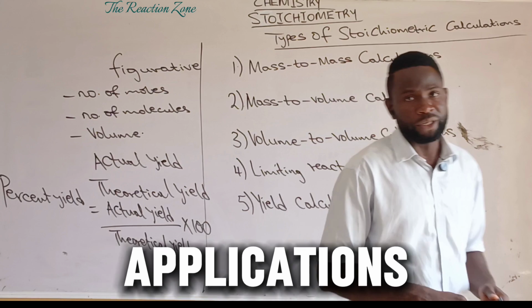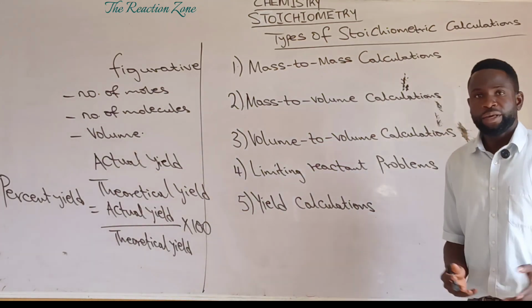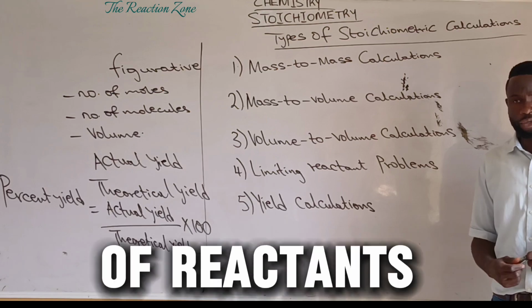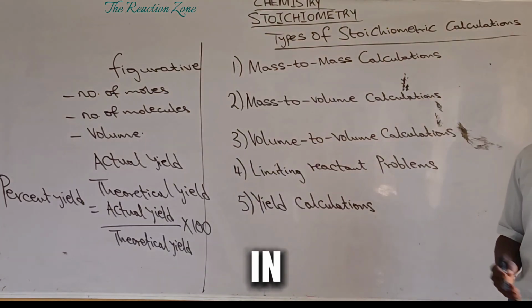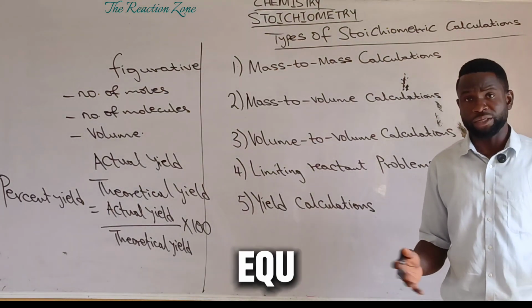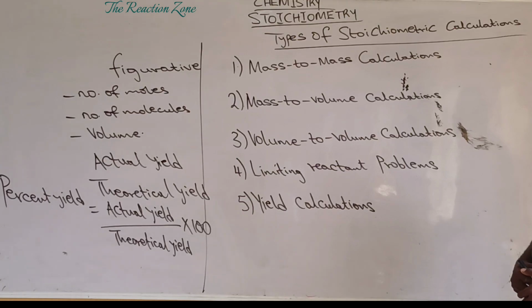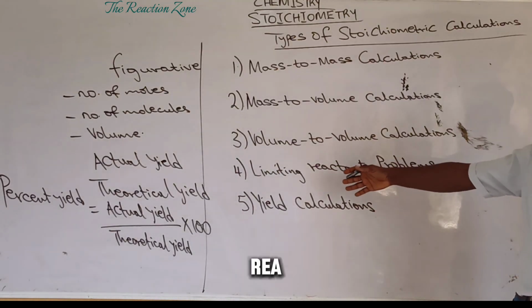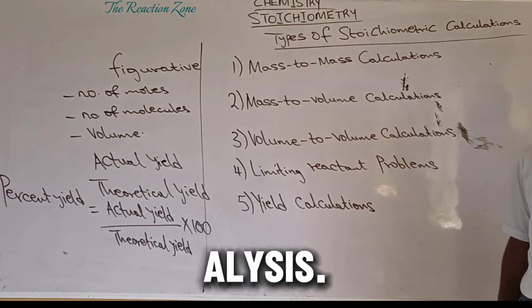Stoichiometry has several applications. It can be used to determine the amount of reactant or product in a given balanced chemical equation. It can also be used in limiting reactant or limiting reagent analysis.